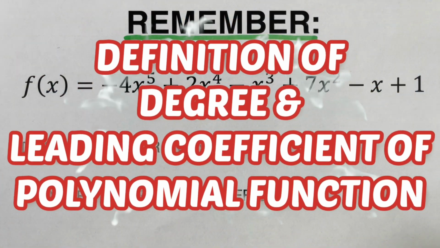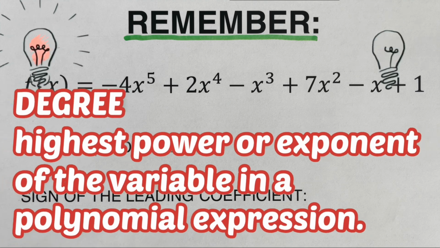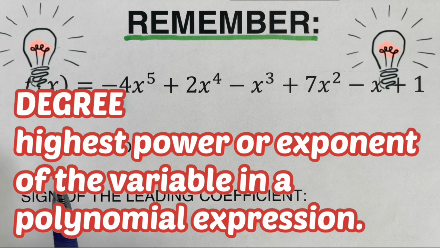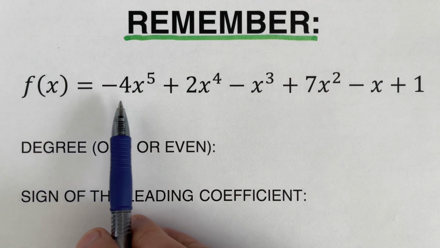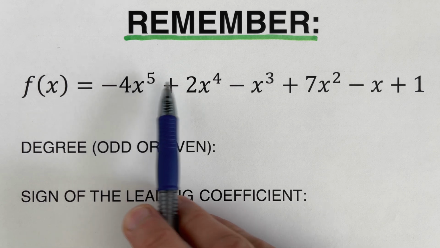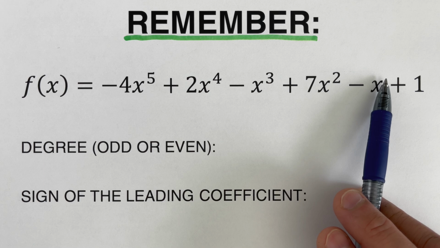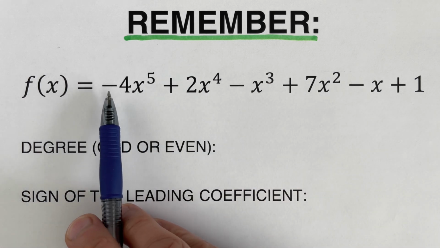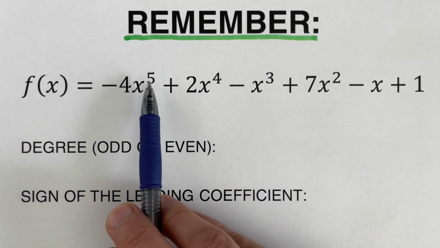Everyone, in this video we are going to define degree and sign of leading coefficient of polynomial functions. We remember that degree is defined as the highest power or exponent of the variable in a polynomial expression. So if we look at this expression that we have right here, the exponents that we have are arranged 5, 4, 3, 2, 1. And so we can go ahead and say that if we look for the degree of this polynomial equation that we have right here, the highest power or exponent is 5.